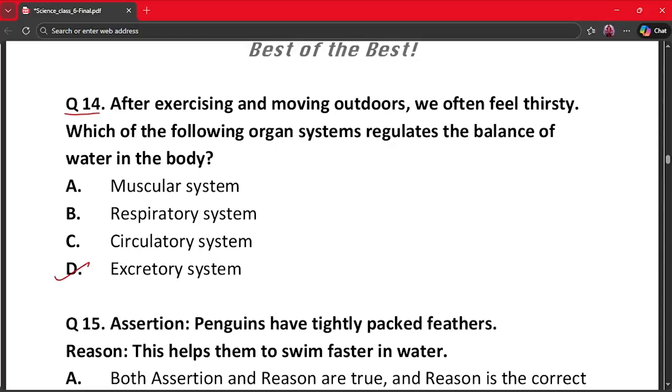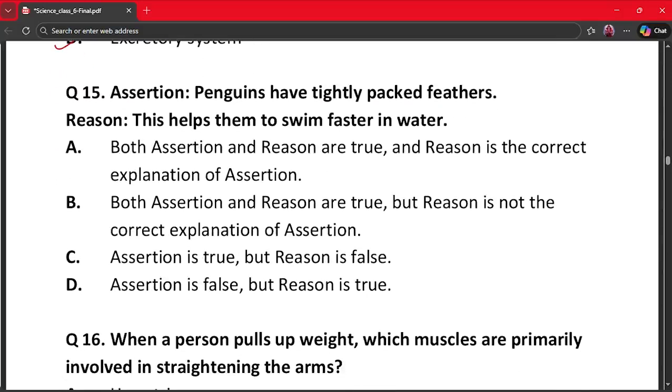So the excretory system controls water balance and kidneys remove excess water from blood. Sweating also helps regulate water, and other systems do not control water balance. Thus, the excretory system is the correct answer. The next question is question number 15.